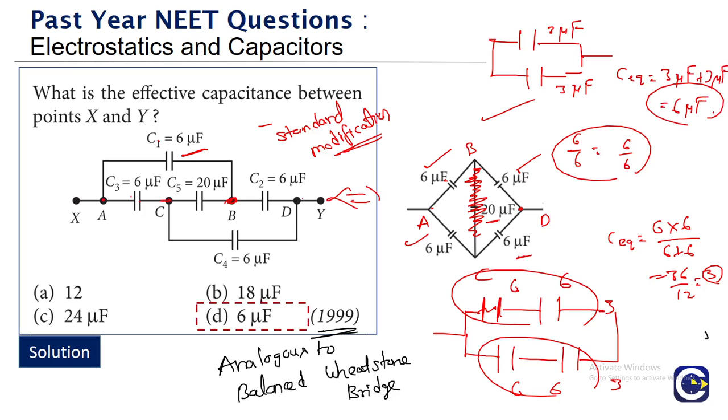So correct answer is option D. So here the trick in this problem is to identify that this is like a Wheatstone bridge with regard to capacitors, and also to see that this is a balanced Wheatstone bridge. Once you are able to find that it is balanced, you knock off that diagonal capacitor. Then it's a very straightforward question that we are very familiar with. Okay.